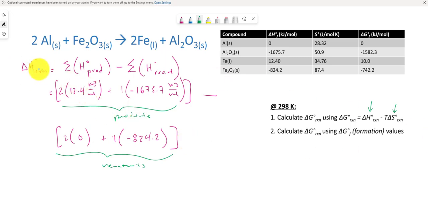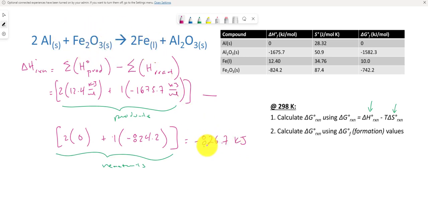That'll give us delta H of reaction, so that term, and we can do the same thing for delta S and then solve this. So that looks like it gives us a value of minus 826.7 kilojoules. Notice this is not kilojoules per mole, this is just kilojoules for the reaction as it's written.